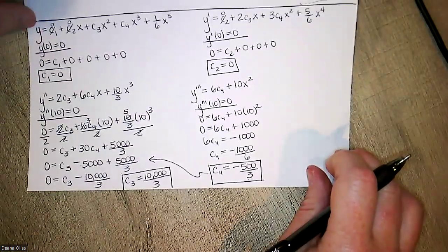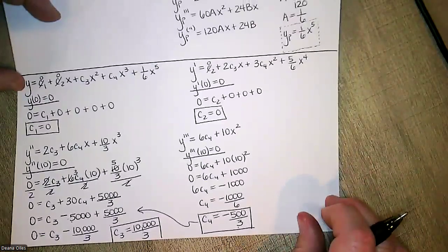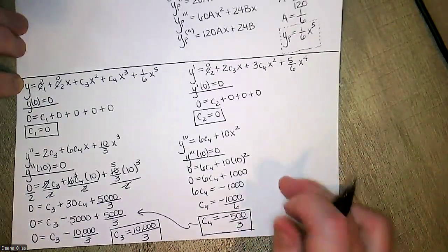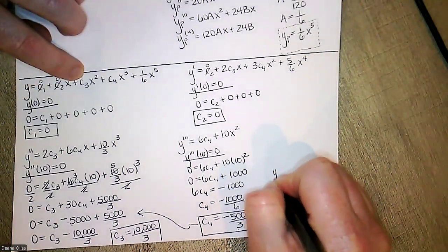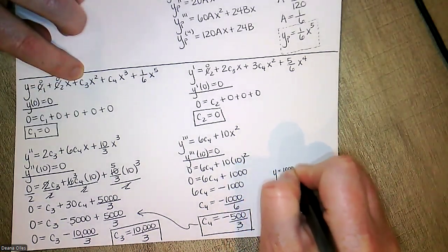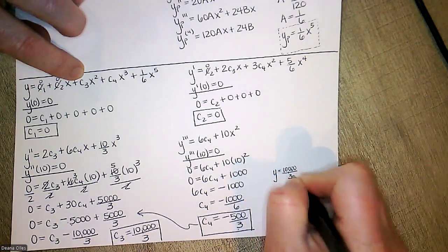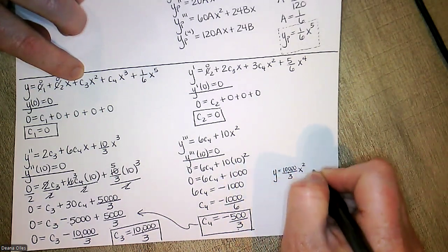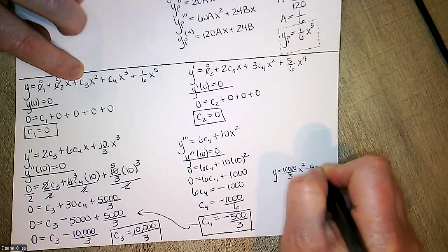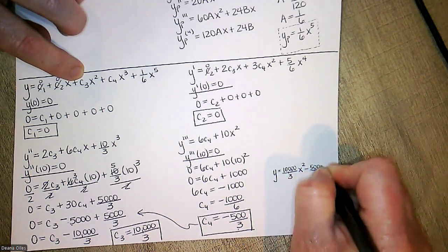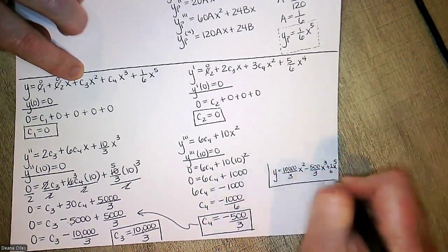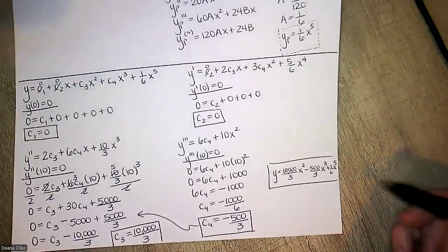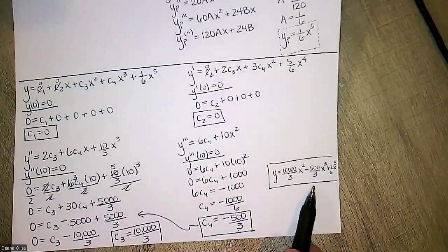So then I'm just going to go ahead and come back to my general solution. I'm going to rewrite this over here: C3, 10,000 over 3, x squared, plus C4, which is negative 500 over 3, x cubed, plus 1/6 x to the 5th. And that is my equation of deflection.